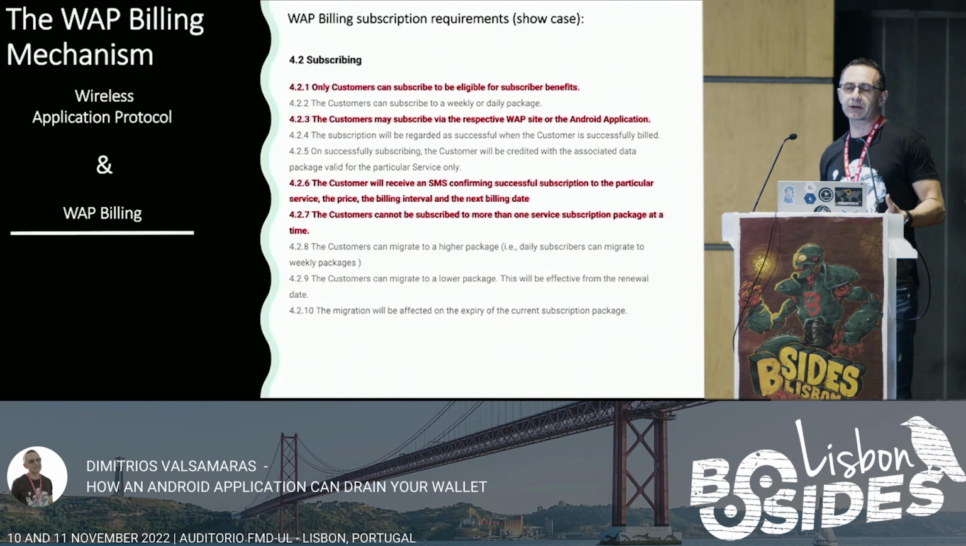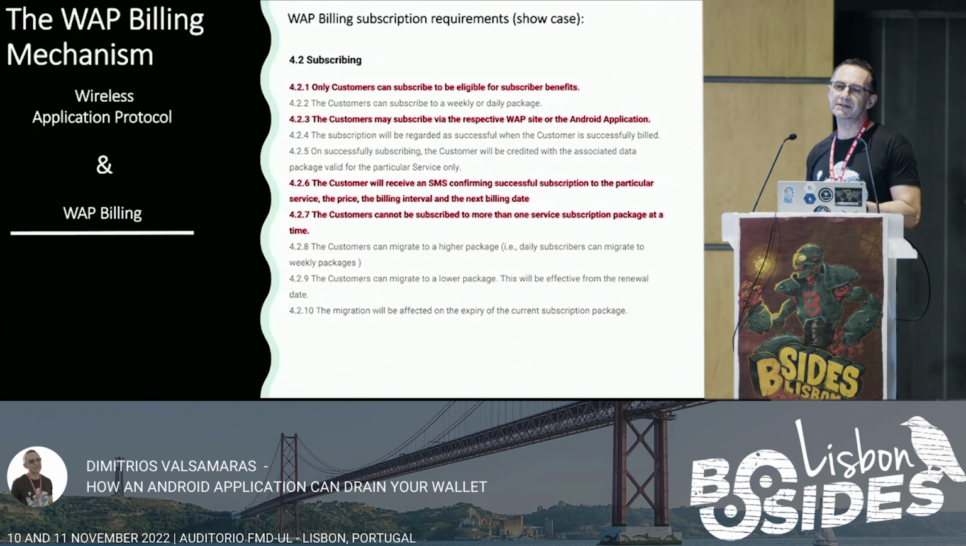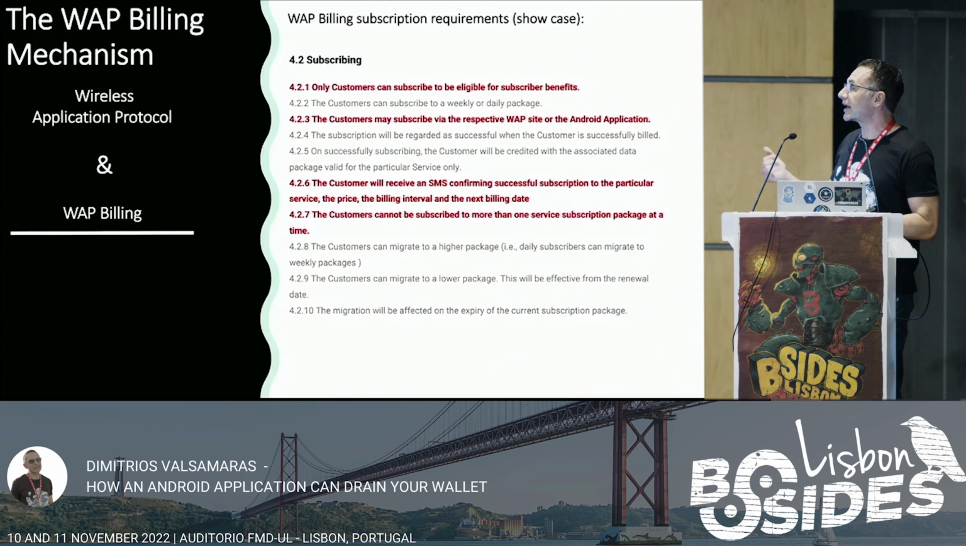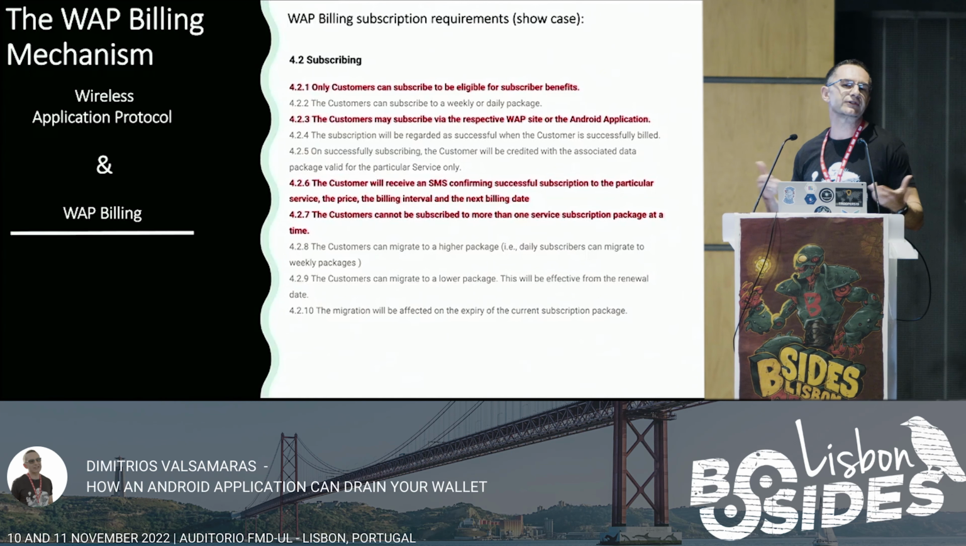The next thing that I want to talk about is the WAP billing mechanism, which we're going to use in the next slides. By this, we refer to the billing mechanism which uses the wireless application protocol to allow the user to purchase products and services online and get charged on their phone bill. Here on the right side, I have an example of a subscription flow, so how someone can subscribe to such a service. First of all, only customers can subscribe to be eligible for subscriber benefits.